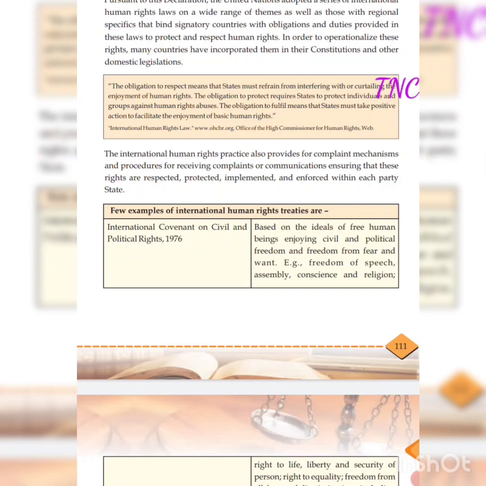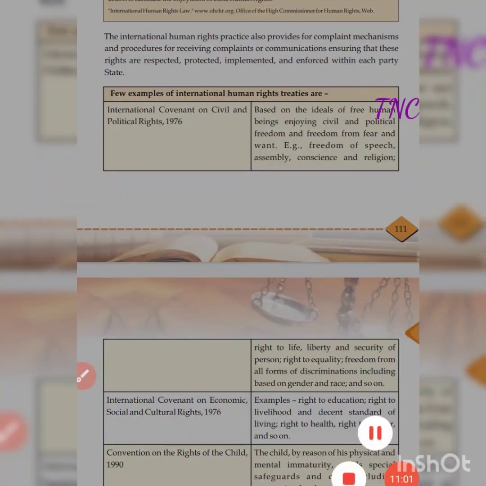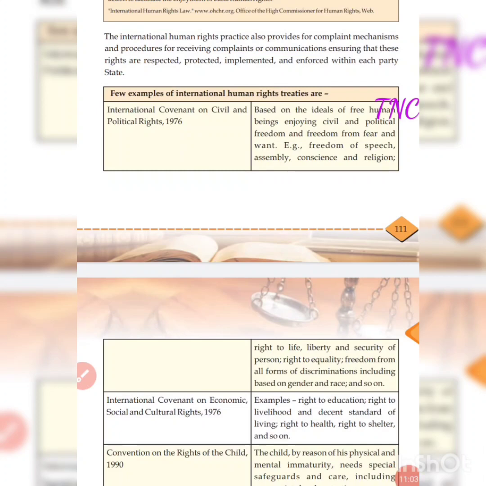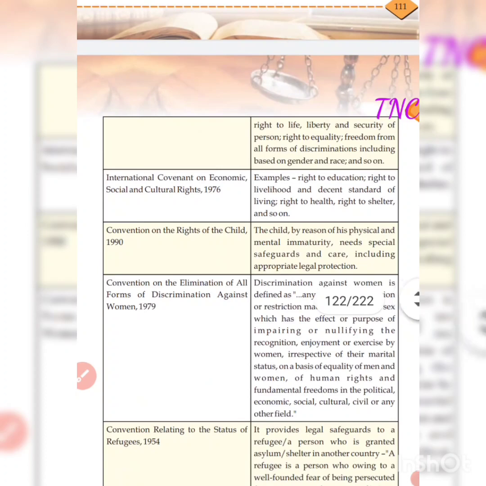Few examples of international human rights treaties: International Covenant on Civil and Political Rights 1976, based on ideals of free human beings enjoying civil and political freedom and freedom from fear and want. Means they will be free, they will not be fearing from anybody, and whatever they want they can speak, like freedom of speech. Whatever they want they can express, wherever and whichever way they want to assemble they can do that. Whichever religion they look up to they can follow that, they can practice and preach that religion. Life, liberty, and security is maintained. There is equality and freedom from any sort of discrimination.